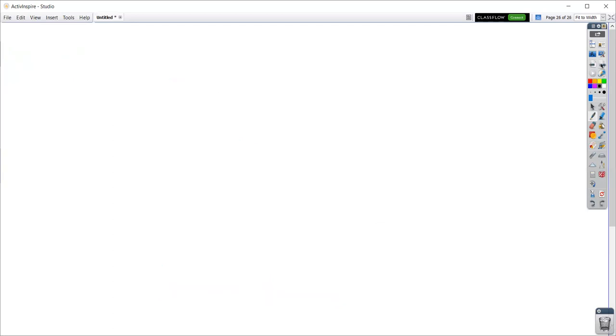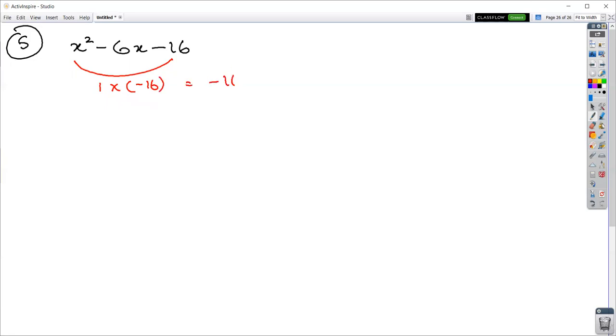Now, here's the next example, which is example number 5. And for example number 5, we are having x squared minus 6x minus 16. I'm going to do the same thing, starting by multiplying the first and the last term together. So this time we are having a last term that is a negative number. So 1 times minus 16. When you do the product of 1 times minus 16, you'll come out with minus 16.